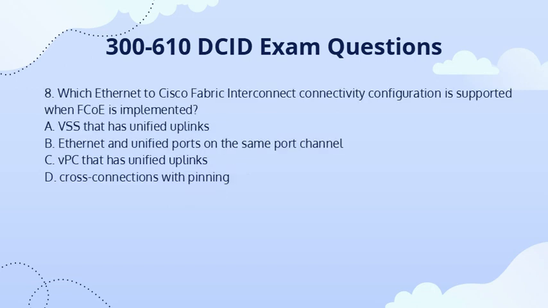8. Which Ethernet to Cisco Fabric Interconnect connectivity configuration is supported when FCoE is implemented? A. VSS that has unified uplinks. B. Ethernet and unified ports on the same port channel. C. vPC that has unified uplinks. D. Cross connections with pinning.